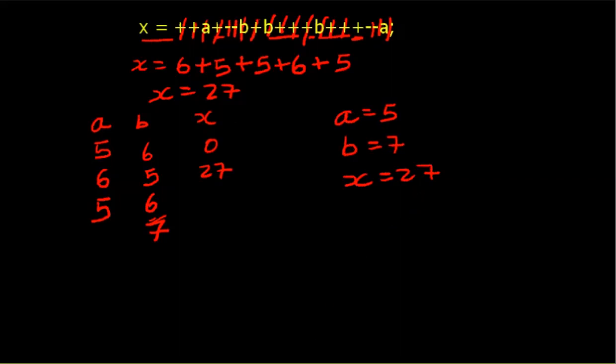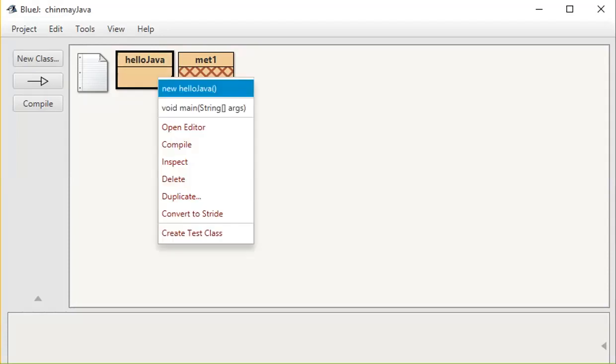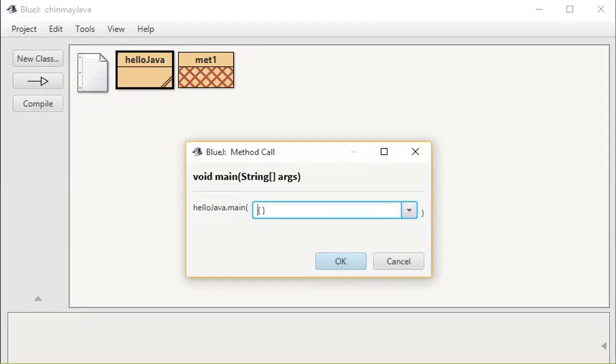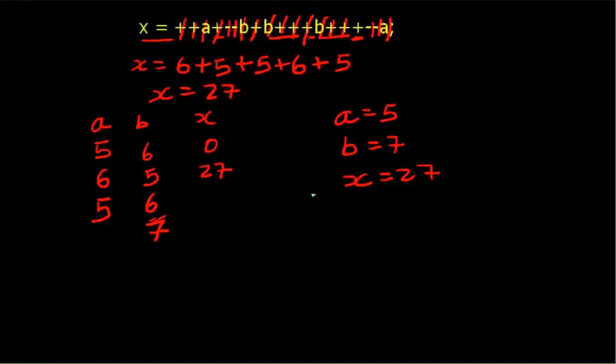Now let's check if the answer is right by running our Java program. So let's try to run this Java program and figure out if our answer is right. a equals 5, b equals 7, and x equals 27. Let's do a few more examples so we can understand how to solve an equation like this.